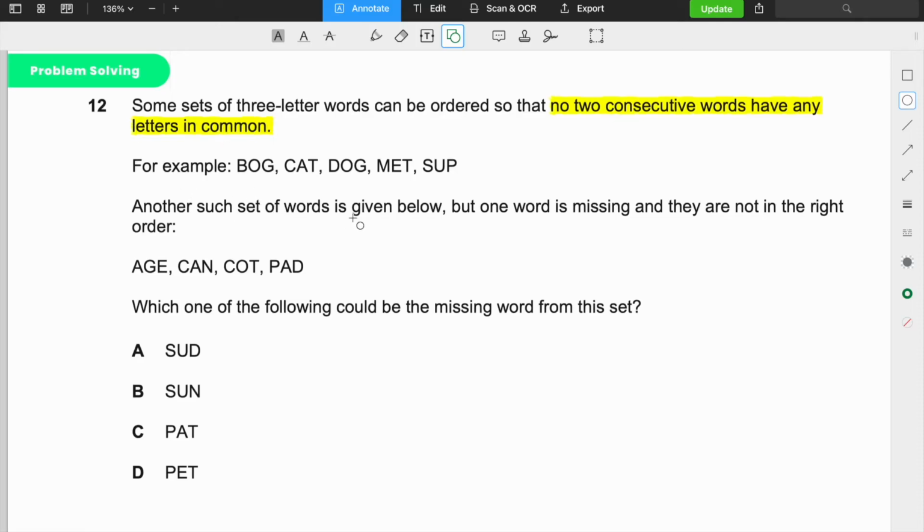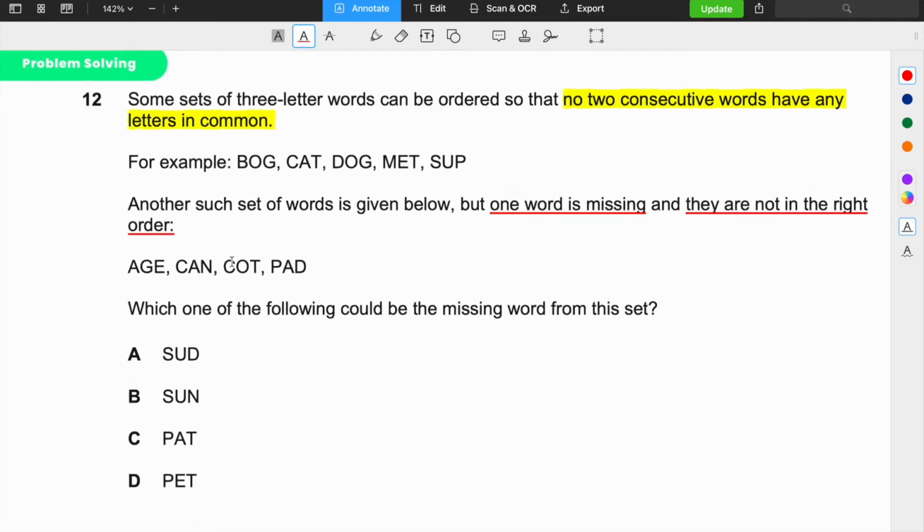Another such set of words is given below, but one word is missing. So we have a few issues. One word is missing and they're not in the right order. Okay, so this is pretty hard. We actually have a set of 5 words. Right now we only have 4 words, but one is missing. So we have a set of 5 words and they're not in the right order. Now, there's several ways you can go about solving this question. I'm just going to show you my way, but it's okay if you solved it a different way as well.